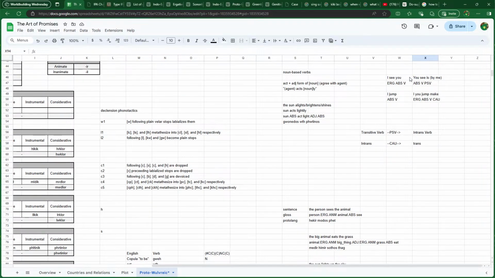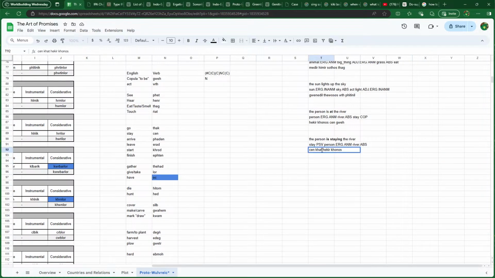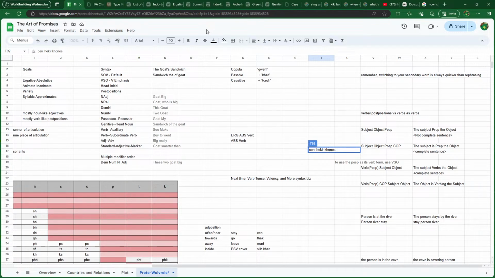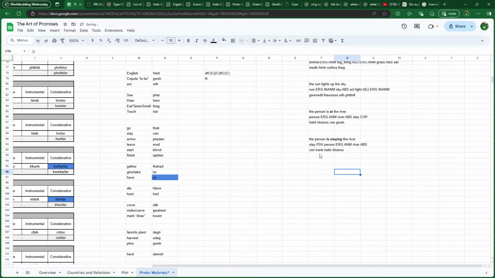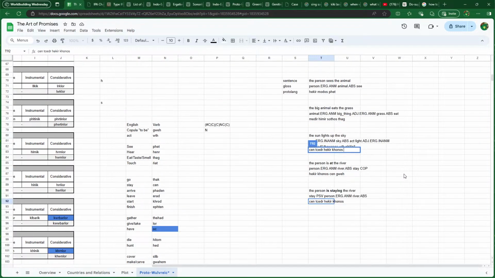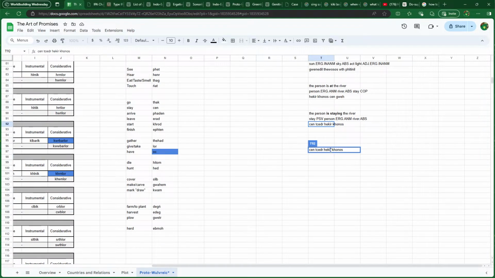I see you becomes you are seen. Oh, no, we need the causative. The river causes the person to stay. Okay. So, causative is chedra, or cheder. Chedra. And it's the river causing the person to stay.